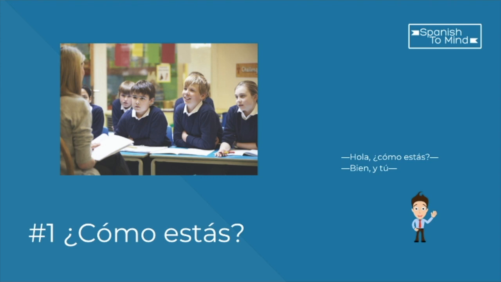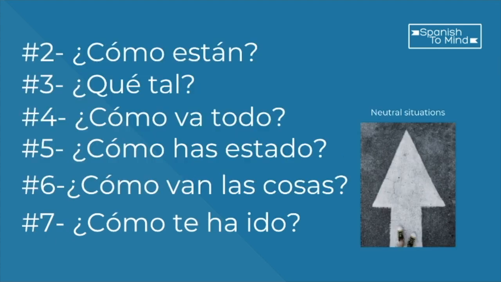And if you see a basic dialogue, it's very likely that you're going to find dialogues like Hola, ¿cómo estás? Bien, ¿y tú? But when you keep going deeper into learning Spanish, you can find that there are so many different phrases to say the same thing. For example, if you're in a neutral situation, which means it's not formal and it's not informal either, you can use phrases like ¿Cómo están?, which is the plural for ¿Cómo estás?, ¿Qué tal?, ¿Cómo va todo?, ¿Cómo has estado?, ¿Cómo van las cosas?, ¿Cómo te ha ido?